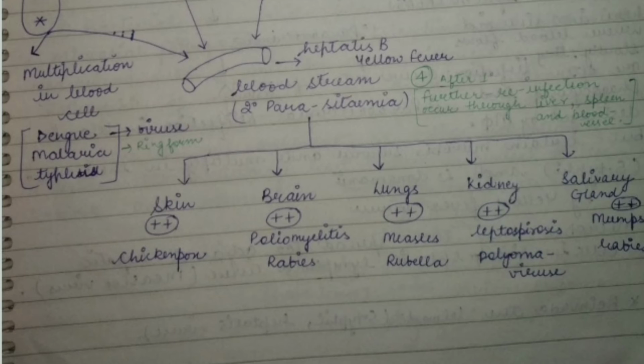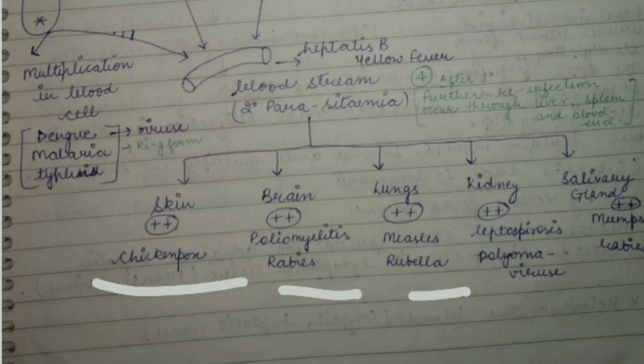After secondary parasitemia, the pathogens will enter other organs like skin, brain, lungs, kidney, salivary glands. After entering these organs, they can cause different diseases. If it has entered the skin, it can cause chicken pox. In the brain, it will cause rabies and poliomyelitis. In the lungs, it can cause measles and rubella.